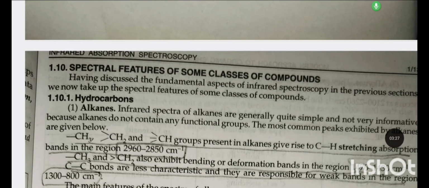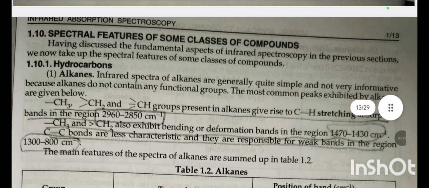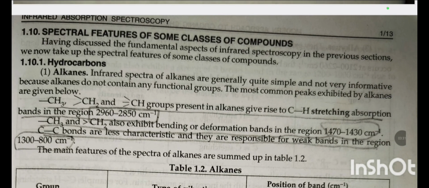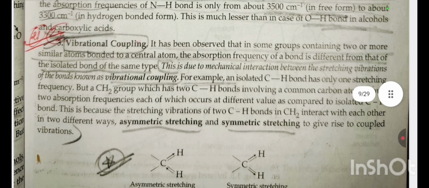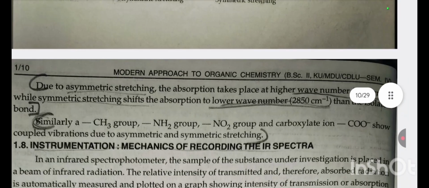Spectral features of some classes of compounds. Having discussed the fundamental aspects of the infrared spectrometer in the previous section, we now take up the spectral features of some classes of compounds. Hydrocarbons. The alkanes. Infrared spectra of alkanes are generally quite simple and not informative because alkanes do not contain any functional group. The most common peaks are absorbed. The C-C bond is different from that of the isolated bond. This is due to mechanical interaction between the stretching vibrations of the bonds, known as vibrational coupling.